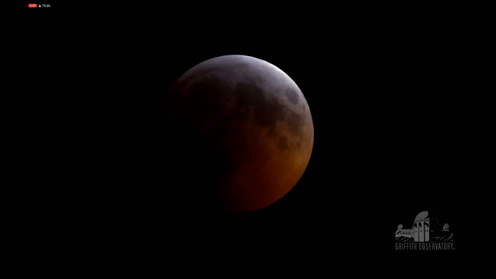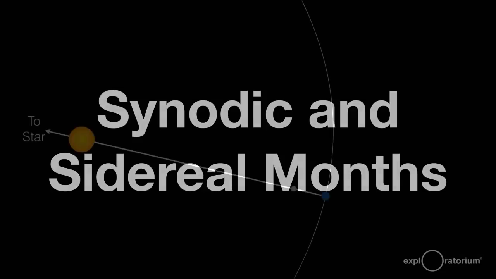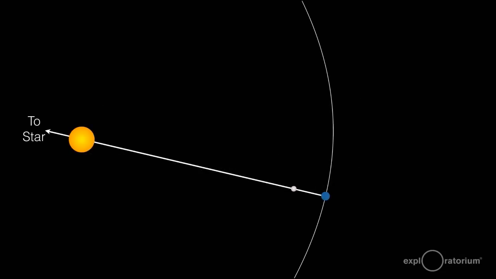So, just one more thing I wanted to talk about here before we let you go, and there's two different kinds of months. There's something called a synodic month and something called a sidereal month, and they're just a little bit different. Our months are based on the lunar cycle.